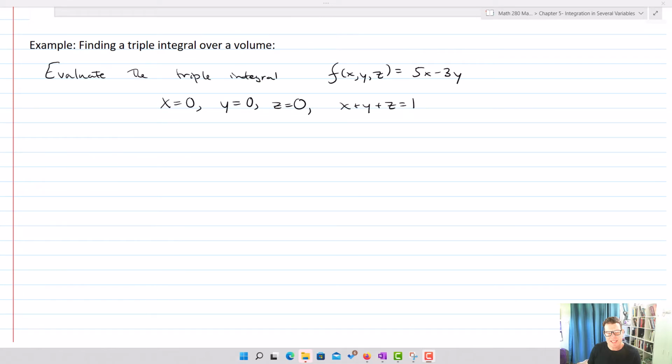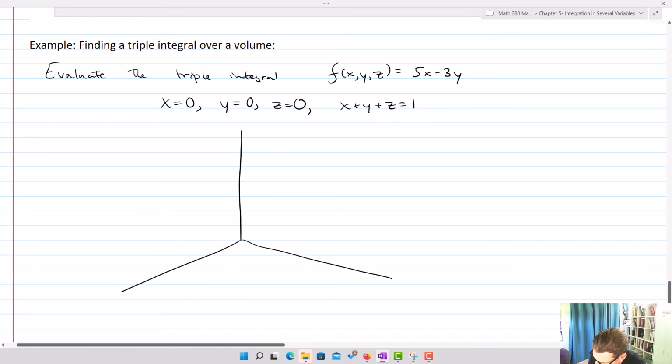All right, so now let's evaluate this triple integral, where f of xyz equals 5x minus 3y. The region we're looking at is given by the planes x equals 0, y equals 0, z equals 0, and the plane x plus y plus z equals 1. So I'm going to draw the picture so I can see what it looks like.